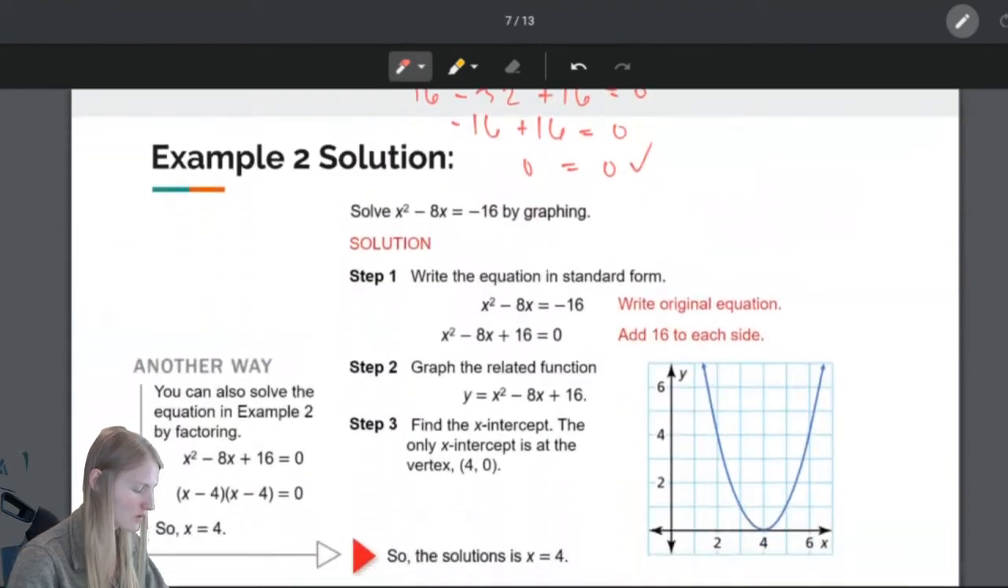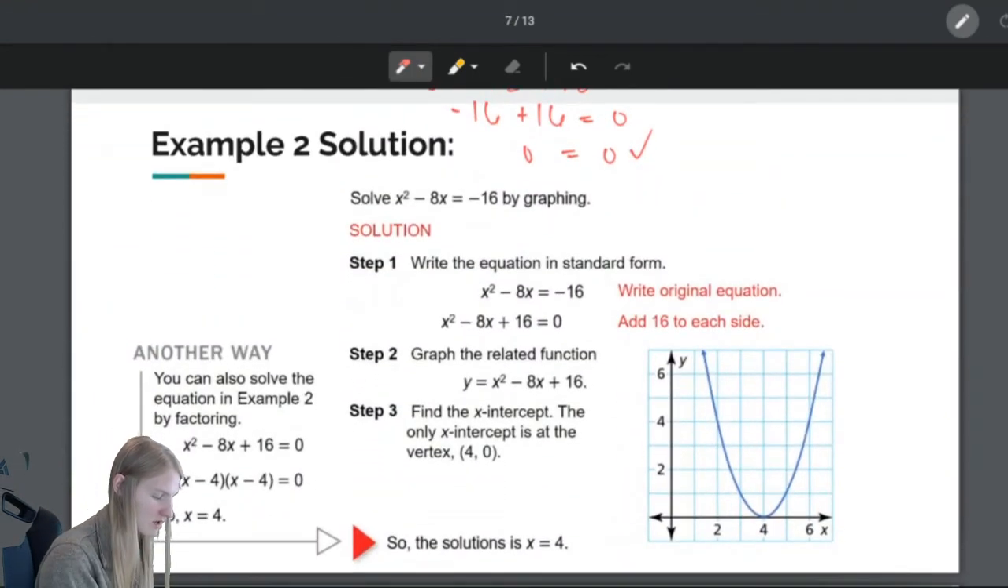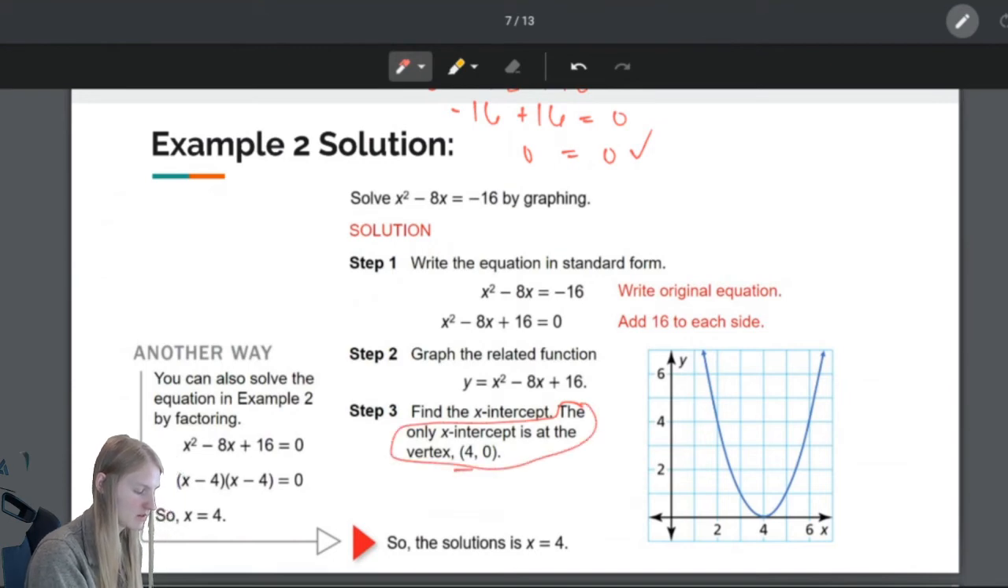Let's check if we were right. Yeah, look at that. The only x-intercept is at the vertex, 4, 0. So the solution is x equals 4. Yay! We were right. Look at that. We can even turn our parabola into a smiley face.